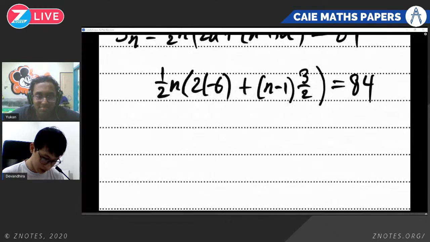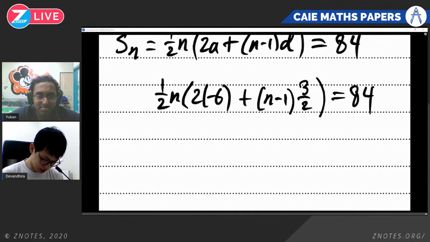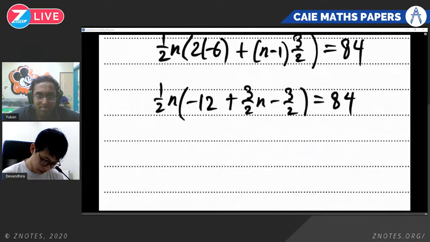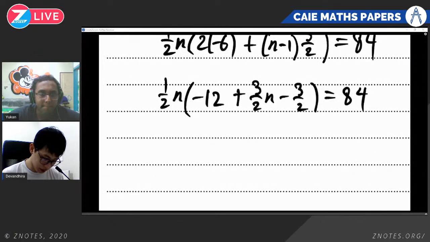Okay, so let's solve this. Let's simplify. We'll get half n, we'll get negative 12 plus 3 over 2n minus 3 over 2 is 84. Do you want to multiply 2 both sides? I think that's better. Yeah, we can multiply by 4 if we factor out the half. That makes sense. Multiply by 4.